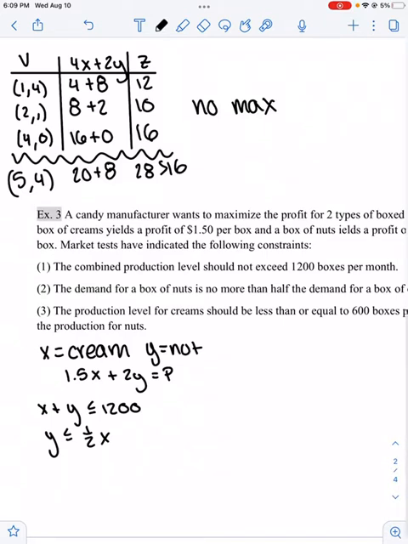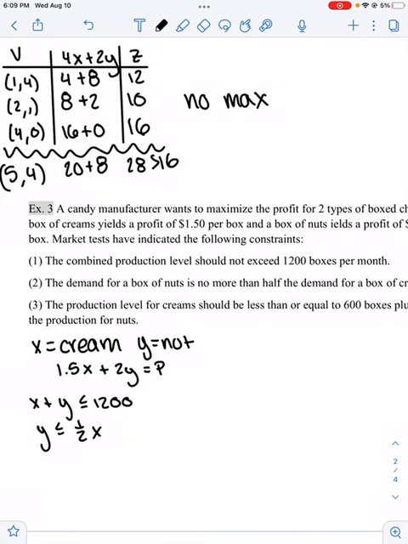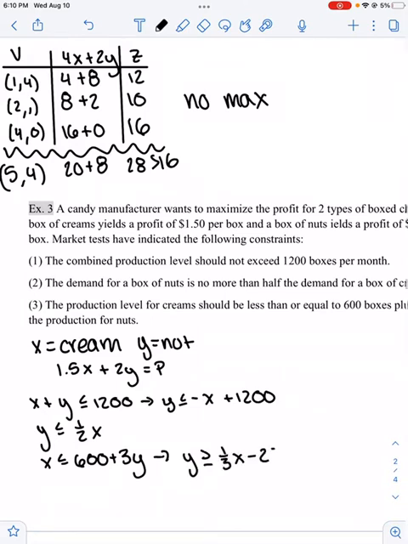And then the third one, the production of creams should be less than or equal to 600 boxes plus 3 times the production of nuts. So x is less than or equal to 600 plus 3y. I'm going to go ahead and put these all in y equals mx plus b. Negative x plus 1200. This one's already in y equals mx plus b. And this one would be y is greater than or equal to 1/3 x minus 200.